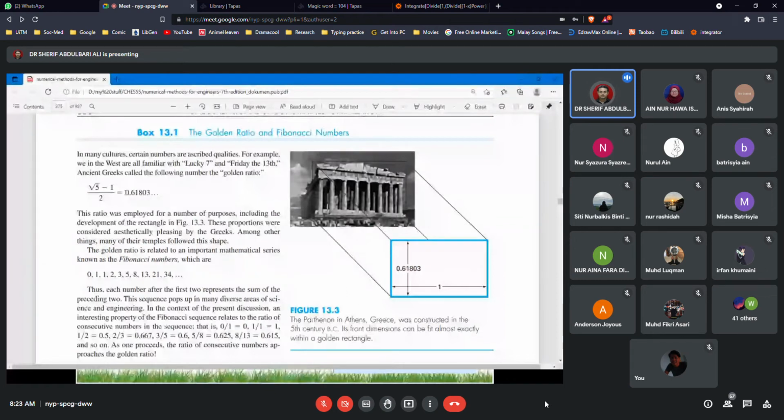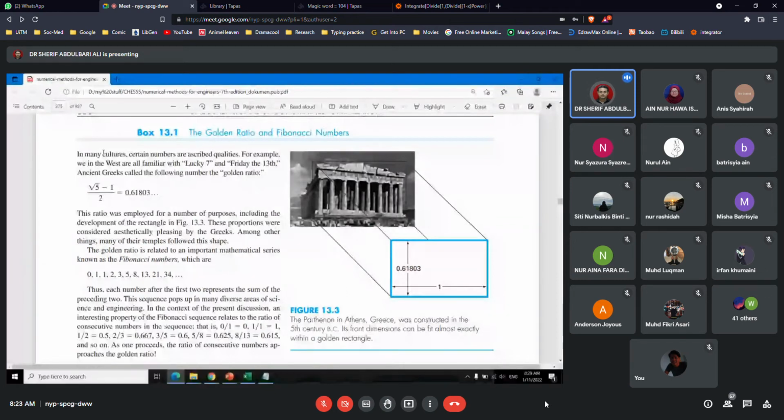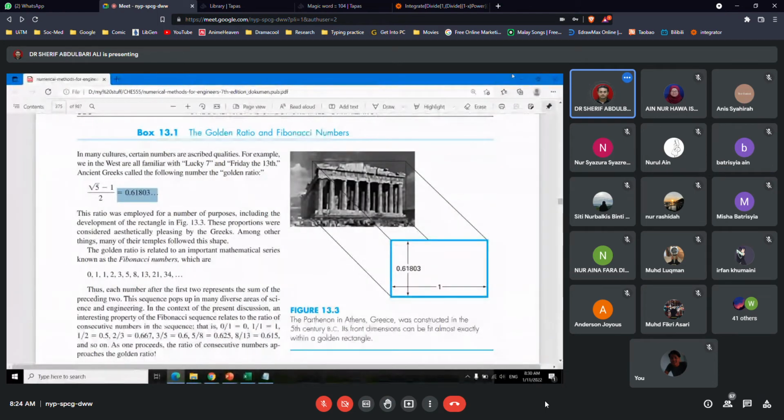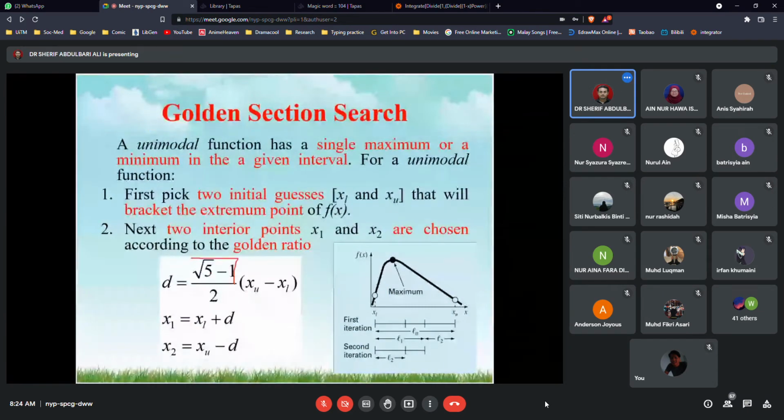They are saying that in many cultures certain numbers are described as having qualities, for example some cultures believe in lucky number 7 and Friday the 13th. But the ancient Greeks believed in this number as the divine number, so they call it the golden ratio. We are going to use this golden ratio number to help us find the optimization of the problem. This is the number and it comes from this equation here. We are going to use this value to help us find the other values of x1 and x2. If you have time, go to page 358, box 13, and read about the history of this number and why we are going to use it here.